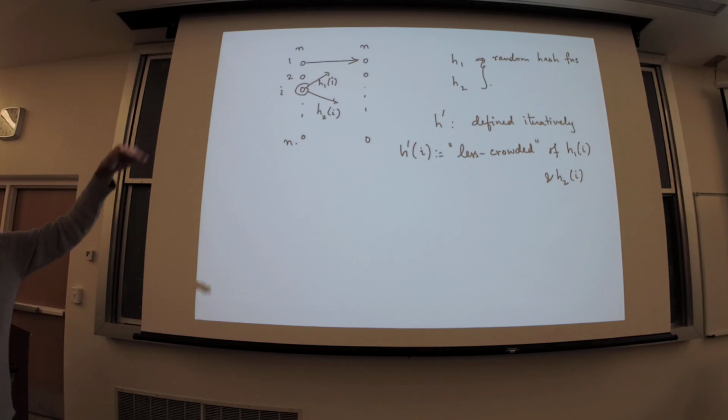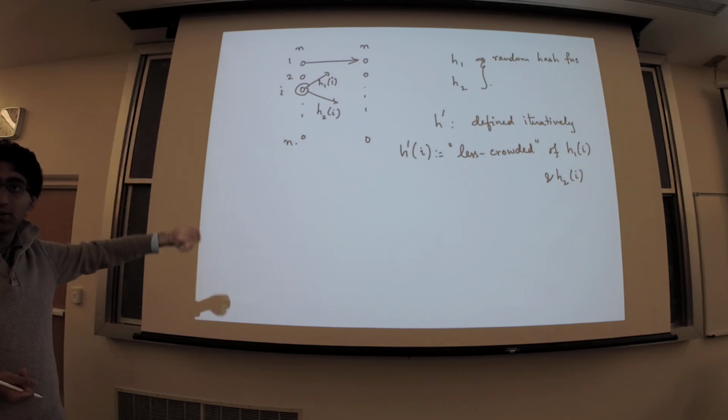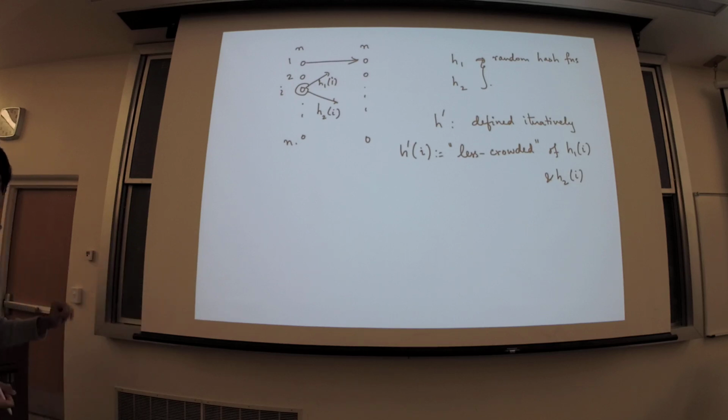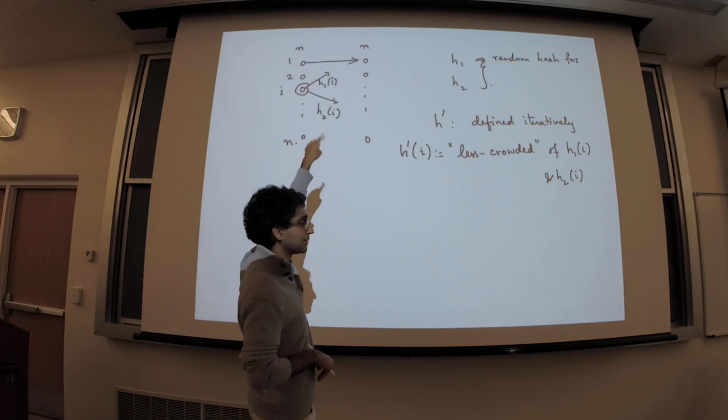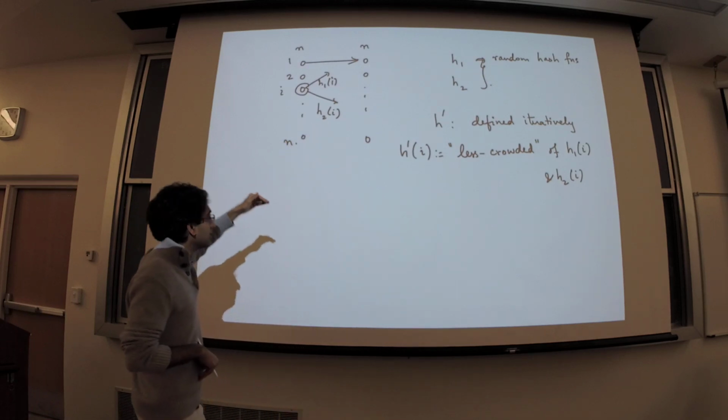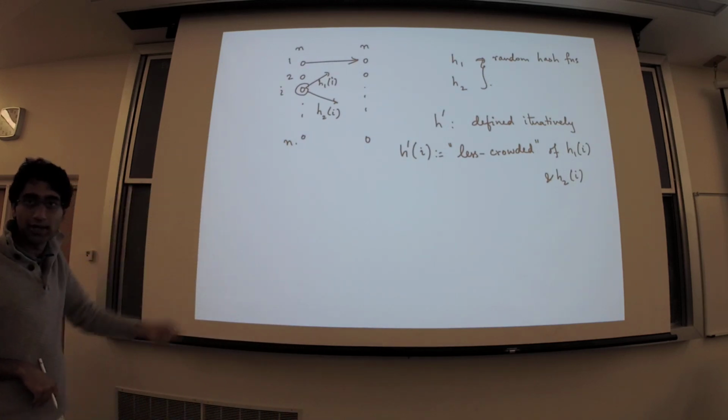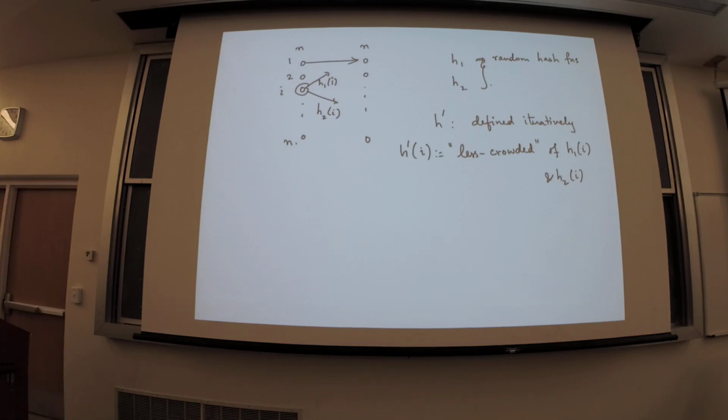Clearly it depends on the order in which you are doing it, and we are doing it in the order 1 through n. You put I in the less crowded bin, and you do this from 1 through n. Now, what would you guess would be the maximum bin size if you did this?